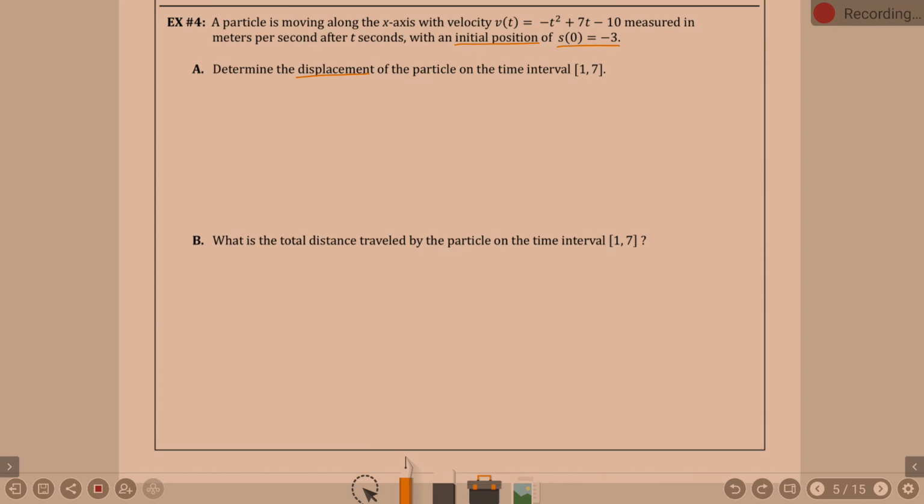So what are we going to do here? Negative 3 plus the integral from 1 to 7 of v of t. Actually, not exactly.